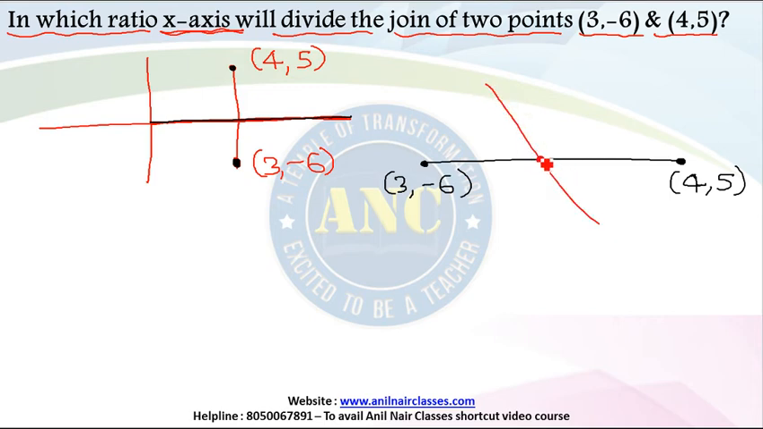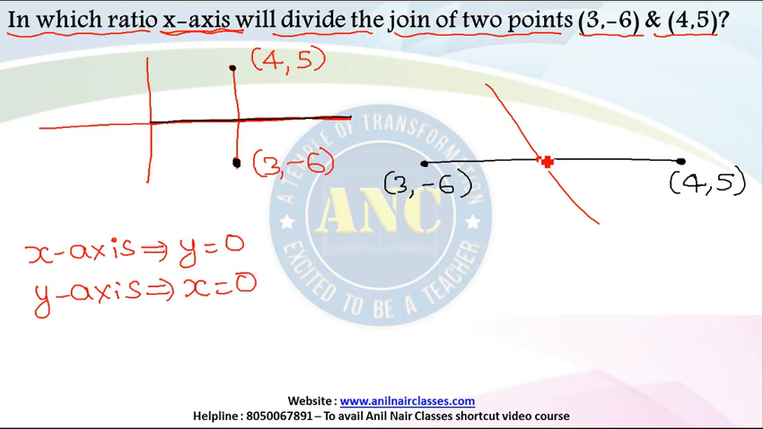On the x-axis, I am sure that you all know this concept. On the x-axis, the x coordinate will be present, the y coordinate will be zero. On the y-axis, the y-coordinate will be present, the x-coordinate will be 0. I am sure you know this. That means the x-axis point will have some x, and the y-coordinate will be 0. Now, this particular line is dividing the join of these two points in some ratio m is to n. What is the value of m and n is the question. Now, see here. I know the value of y. The numerical value of y is 0, and I know that.